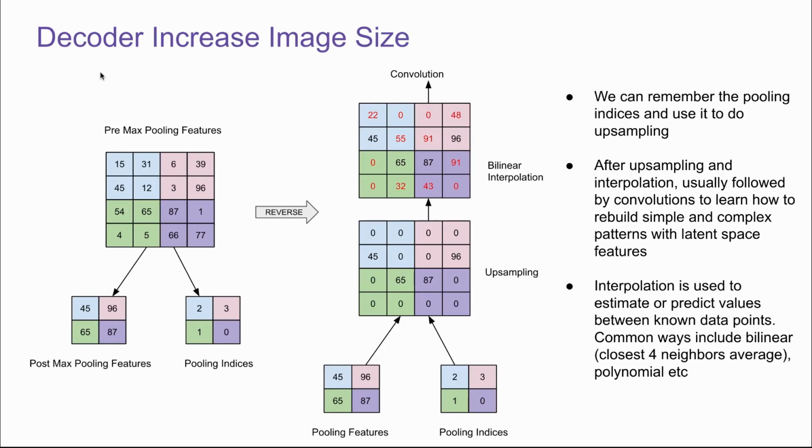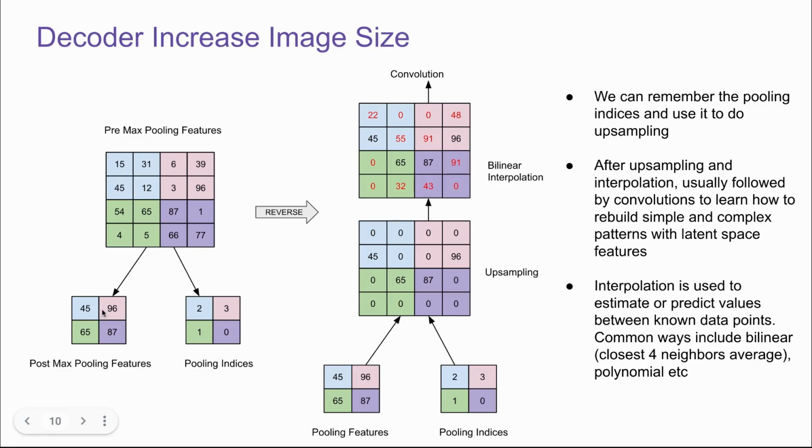Let's take a look. How does the decoder increase the image size? This is one possible method. We can use upsample and interpolation followed by convolution. On the left hand side, this is the encoder operation that we have gone through. We have the pre-max pooling features and a pooling kernel which is 2 by 2, and the stride is also 2. In this case, the example is doing max pooling.